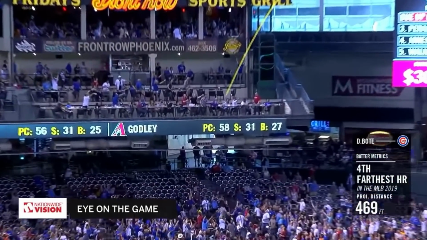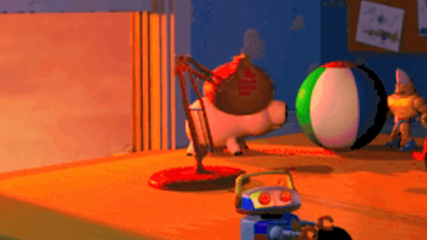According to StatCast, the fourth longest home run in the major leagues this year.